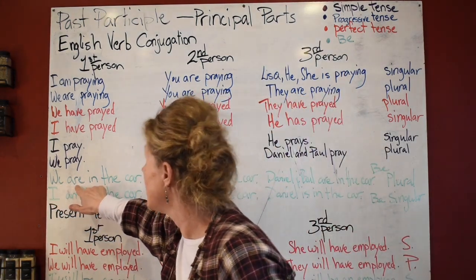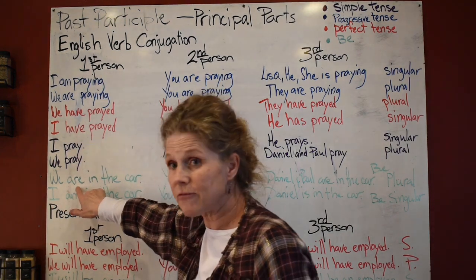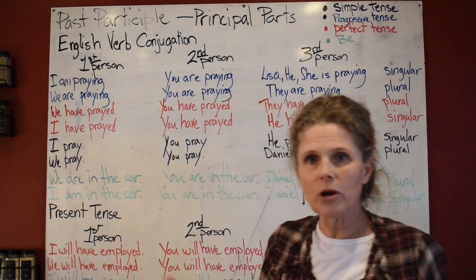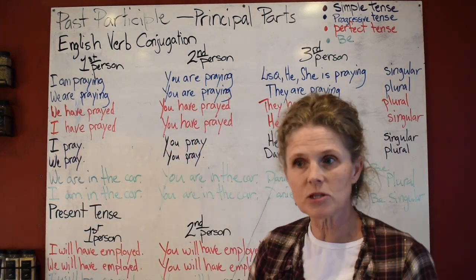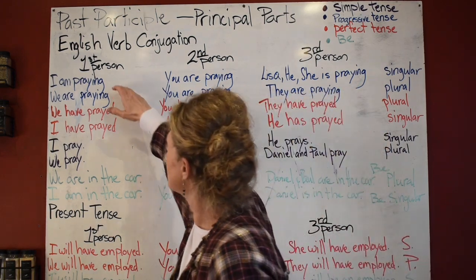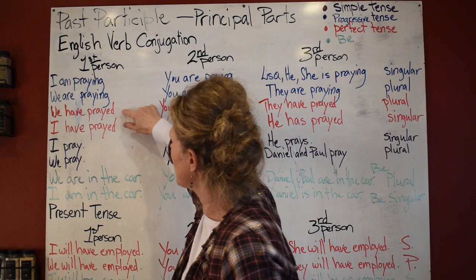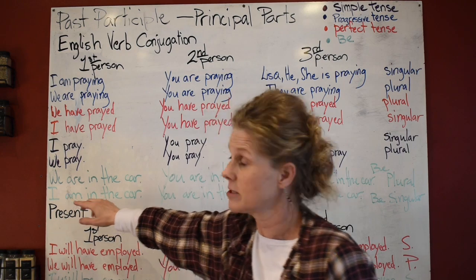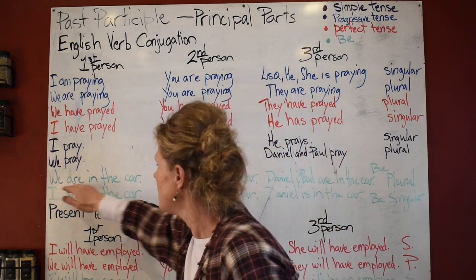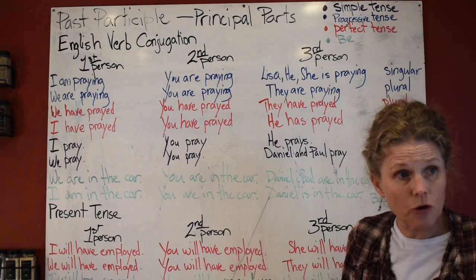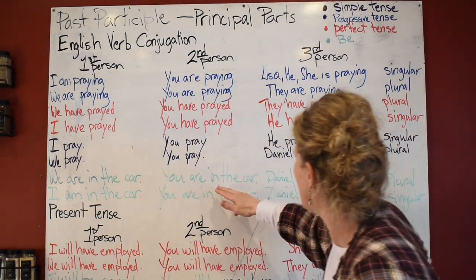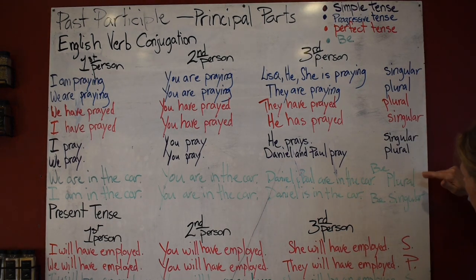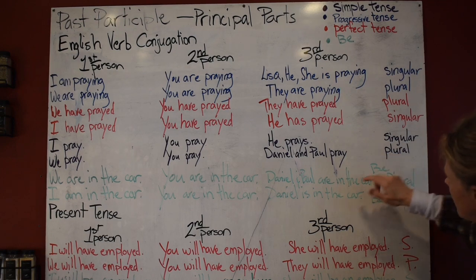We is plural and it's first person, so you have to use are. We are in the car. See how are is its very own word. It sits all by itself. See how these are attached to participles, and then this is attached to the base word, but this is not. So you need to understand that it's not, but you still need to conjugate correctly. We are, you are in the car. Daniel and Paul are in the car. It's plural, it's your be verb.